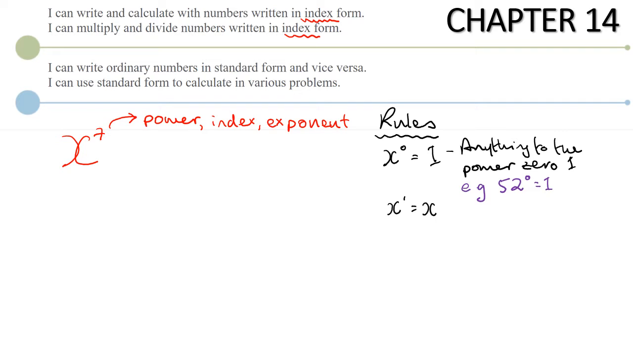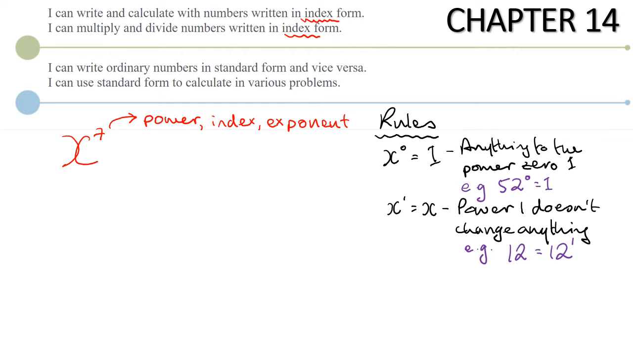Okay, second rule. Anything to the power 1 is itself. Power 1 doesn't change anything. And that's useful because sometimes you want to take something and write it as power 1. Here's an example: 12 equals 12 to the power 1, or 3.2 to the power 1 equals 3.2. So you can use the rule either way around.